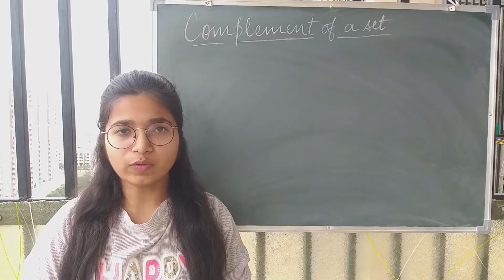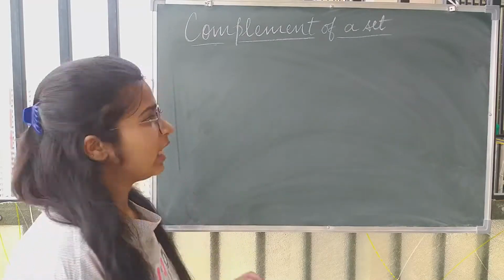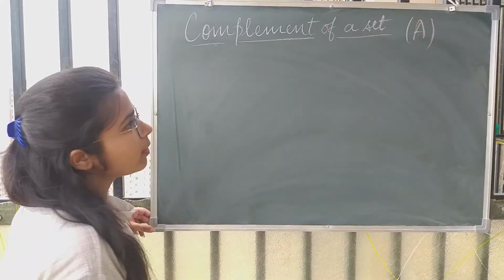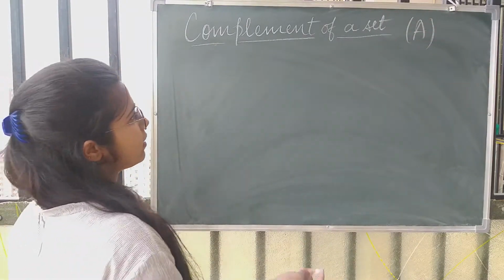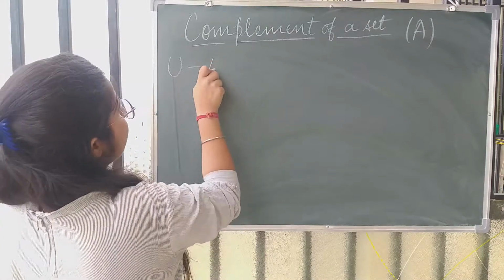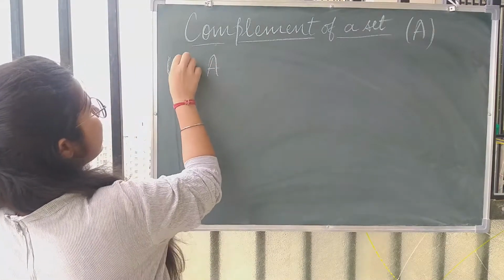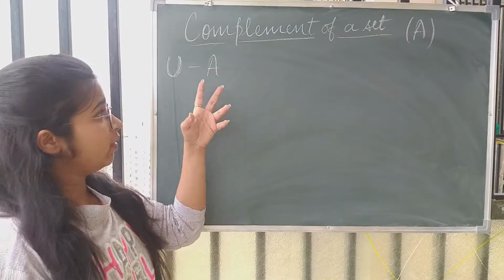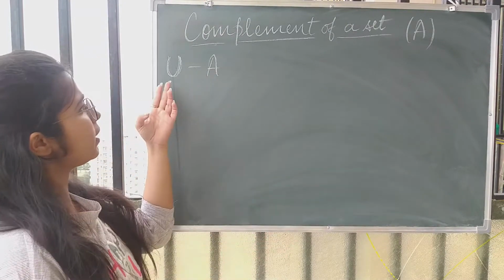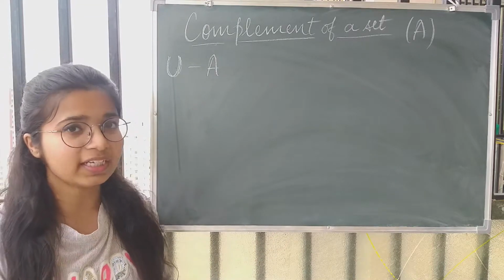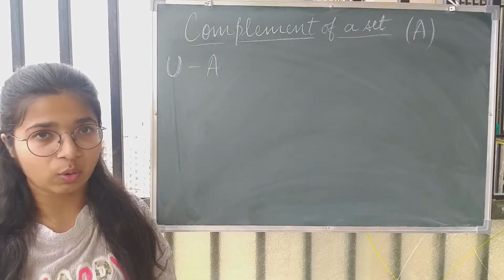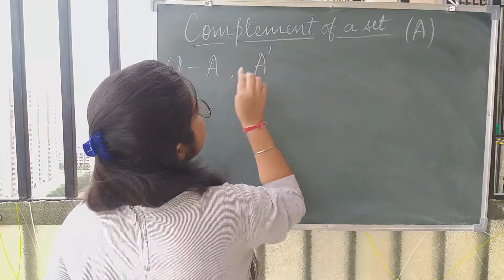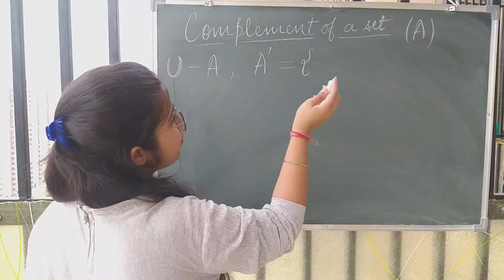So let's now move on to the complement of a set. Suppose there's a set A. Now complement of a set is defined as U minus A, where U is the universal set. That means complement of a set A वो set होगा जिसमें universal set के वो सारे elements हो जो कि A में ना हो. We can also write it like, and we denote complement by this, a dash.